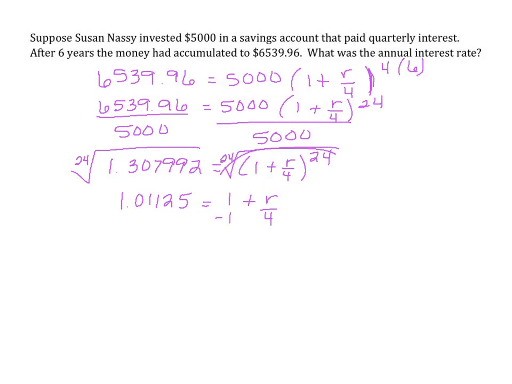Subtract 1 from both sides, so 0.01125 equals r over 4. Multiply each side by 4. So r is equal to 0.045. Again, we want our rate to be in a percentage, and this is currently in a decimal, so we need to move our decimal 2 spots to the right. So our rate is 4.5%.